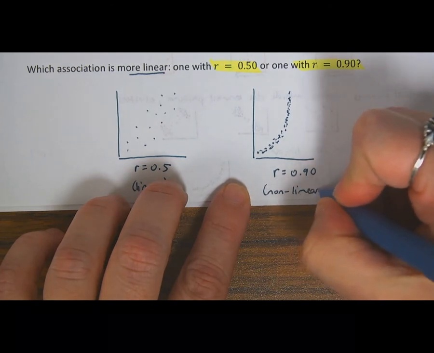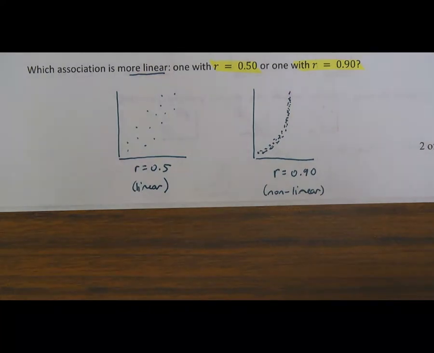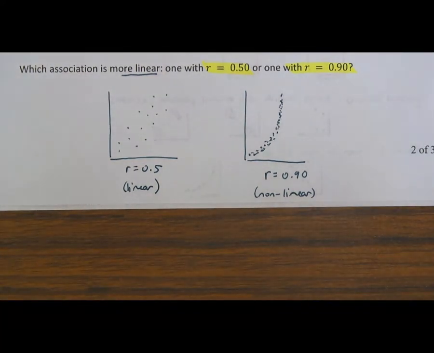So don't fall into that trap. It's a very common mistake, and that's why I keep emphasizing it for you, because I know students struggle with that concept. R does not tell you if it's linear or curved. It will just tell you the direction and the strength. Okay?